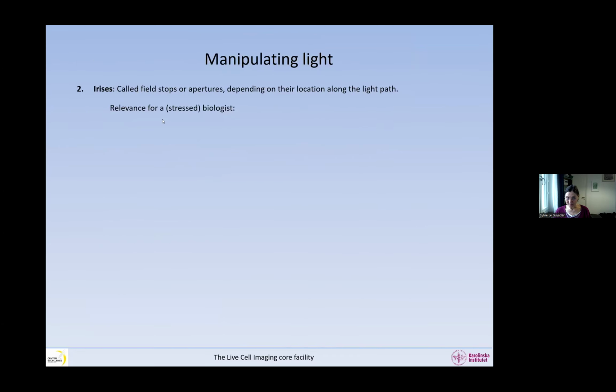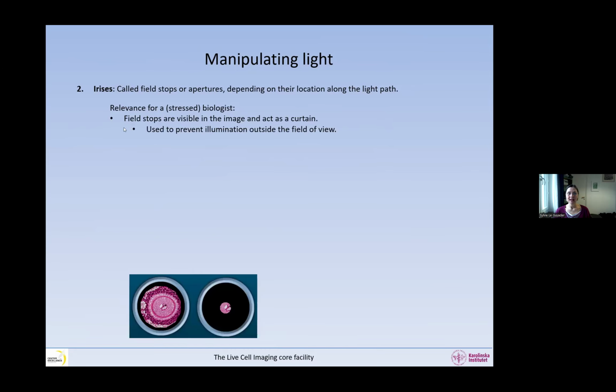So why do we care about irises and where they are? There's a lot of relevance. Actually, in the microscope, we have field stops at different places, and they are used, for example, if I only want to image this part of the sample, and I do not want this part to be illuminated because I don't want to bleach it. Then I will use a field stop to only illuminate this part of the sample. This is one way we can use a field stop in the microscope, to prevent illuminating places that we don't want to illuminate.